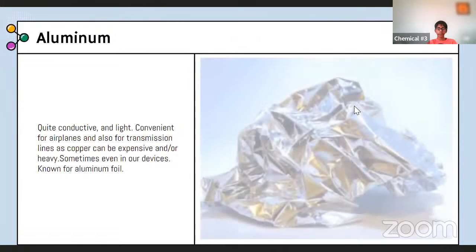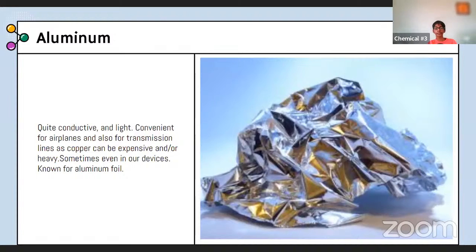Aluminum. Aluminum is a material. It's quite conductive and it's also quite light. It's convenient for airplanes since it's very light, and it's also used for transmission lines, as copper for transmission lines can be expensive and heavy. Sometimes you'll even find it in our devices. And when I first say aluminum, you're probably not thinking planes, batteries, computers, and all that random stuff. You're probably thinking of the aluminum foil that you find in the kitchen. Next slide.